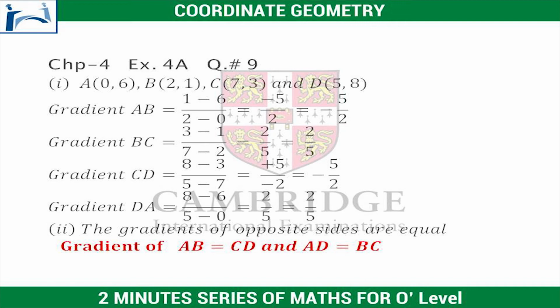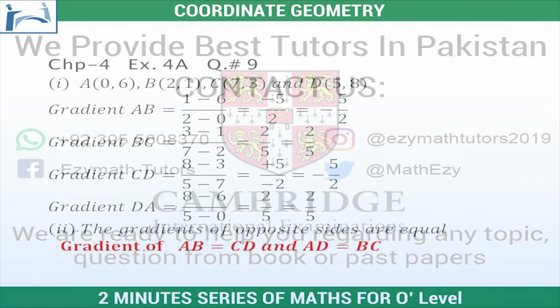And from the gradients, we prove that the gradients of the opposite sides are equal. So gradient of AB equals CD and gradient of AD equals BC. So these are the sides of the square. The opposite sides' gradients are equal.